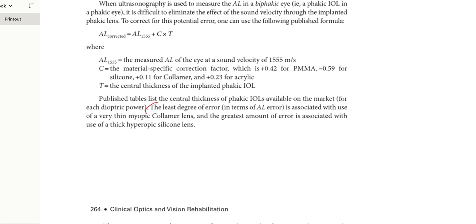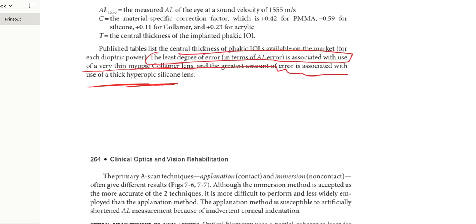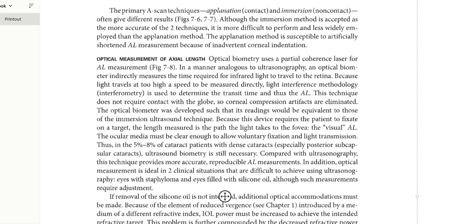Remember that the least degree of error is associated with use of very thin bipolar lens, and the greatest amount of error is associated with use of thick hyperopic lens, hyperopic silicone lens.